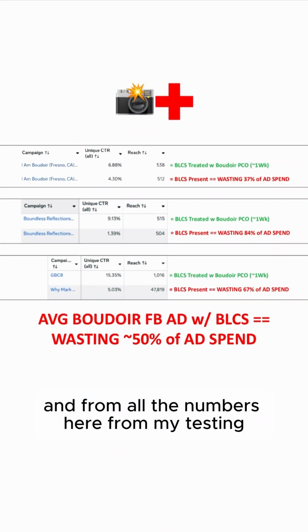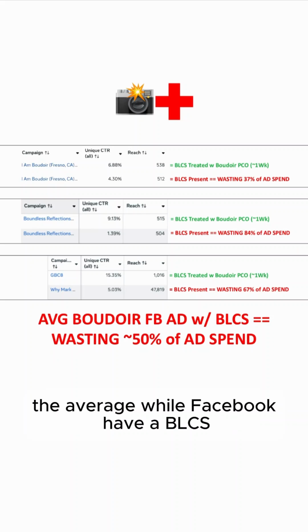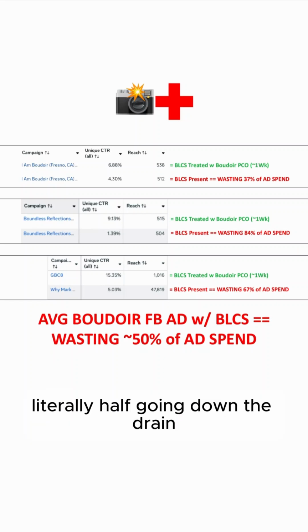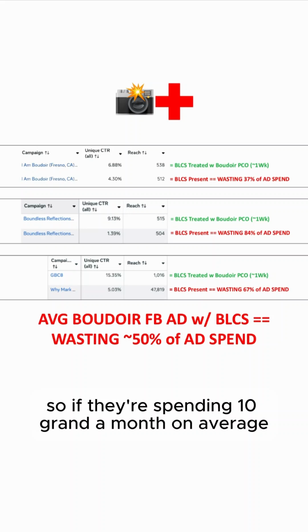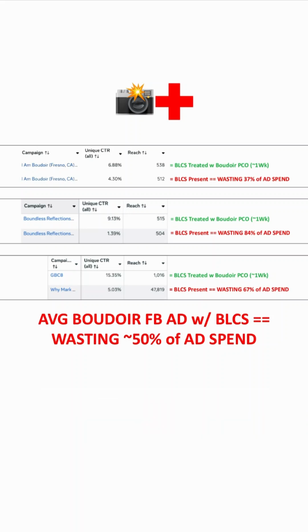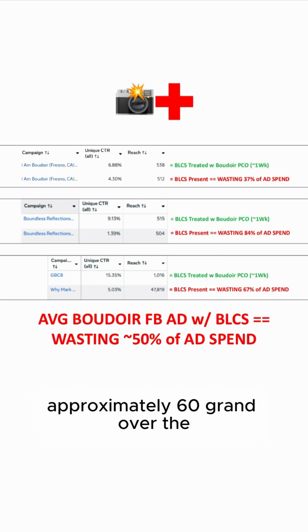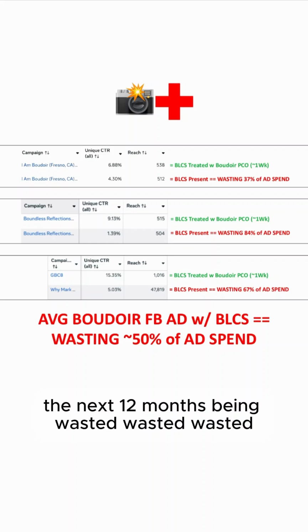From all the numbers in my testing, the average Boudoir Facebook ad with BLCS wastes approximately 50% of its ad spend, literally half going down the drain. So if they're spending 10 grand a month on average, that's 5K every month, or approximately 60 grand over the next 12 months being wasted.